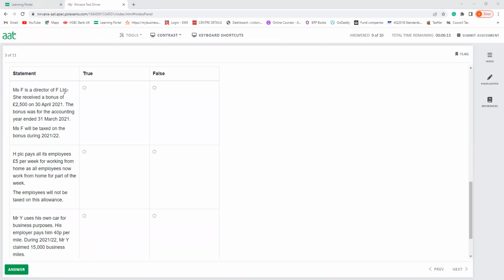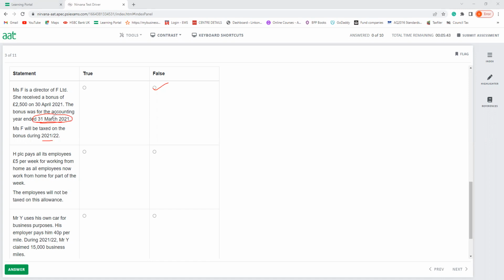Mrs. F is the director of F Limited. She received a bonus of 2,500 on 30th of April 2021. The bonus was for the accounting year ending 31st of March 21. Mrs. F will be taxed on the bonus during 21-22. This is not true, it's false, because if the bonus is already accounted in 31st of March 21, you don't have to pay tax again on 21-22.